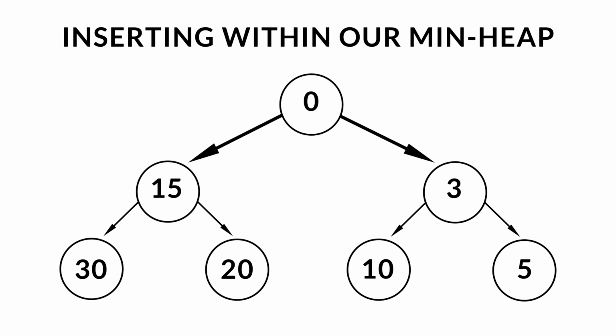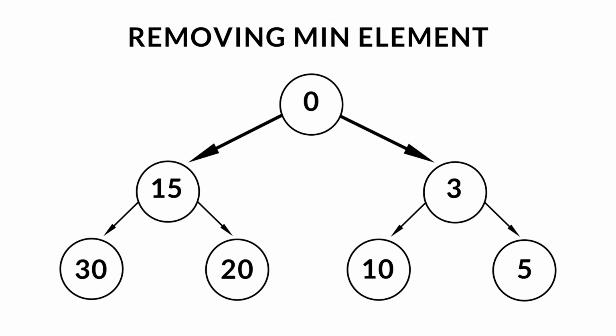So now, let's talk about how we could go about removing the smallest element within our heap. Since this is a min-heap, our root node is always guaranteed to hold the smallest element within the heap. So removing the smallest element is trivial. We just remove 0 from the heap. But now, our heap has an empty root, so we need something to replace it. So we replace it with the element at the end of our heap. So in this case, it's 5.